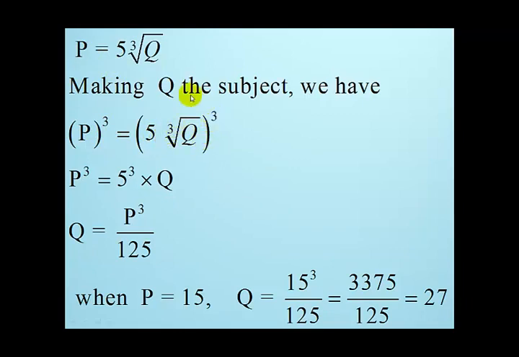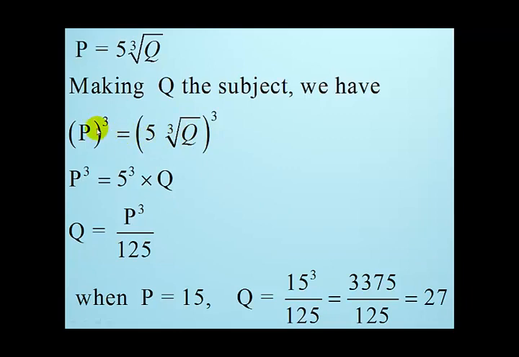Why are you doing that? Because of the cube root of Q. We are making Q the subject, and Q is under the cube root. That means that before we can eliminate the cube root, we have to raise the term to an exponent 3. Now on the left hand side, we have P cube is equal to, on the right hand side we have 5 times the cube root of Q, all raised to the power 3. This exponent 3 is affecting both 5 and the cube root of Q.